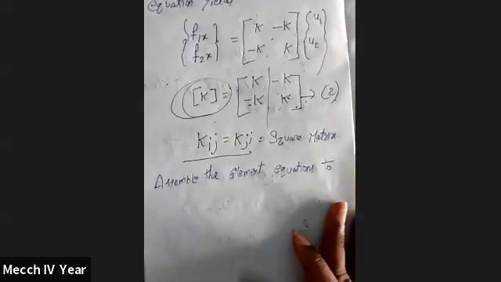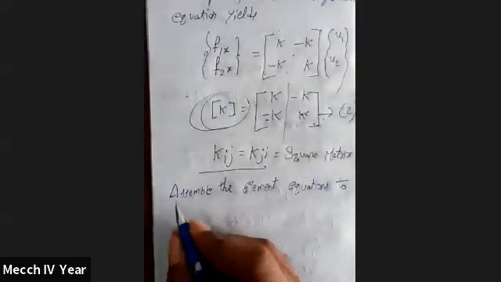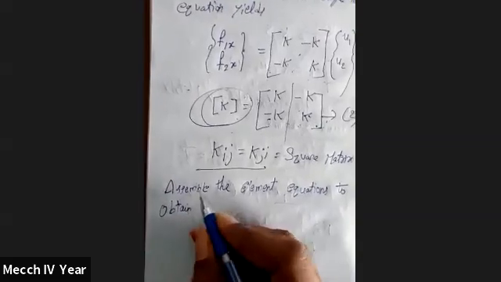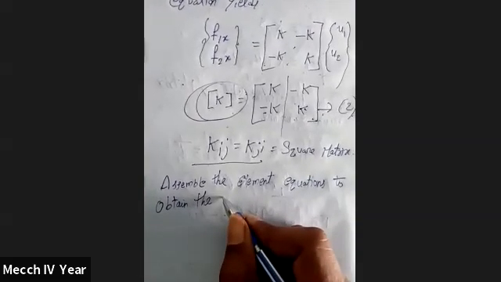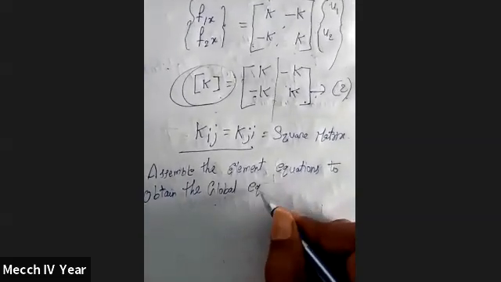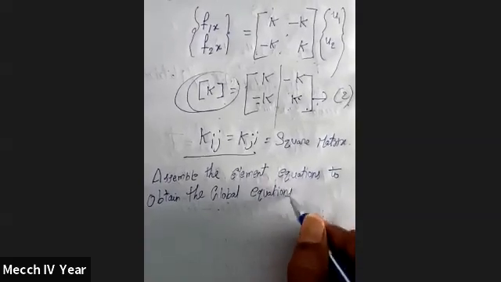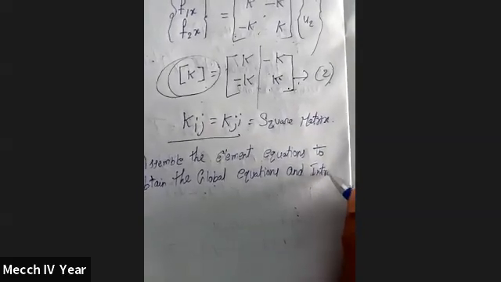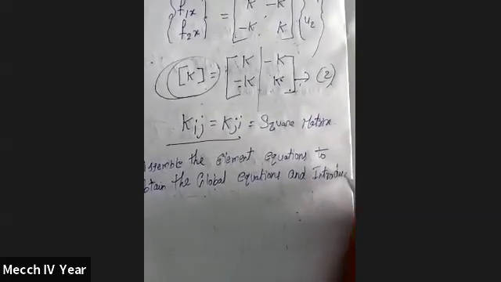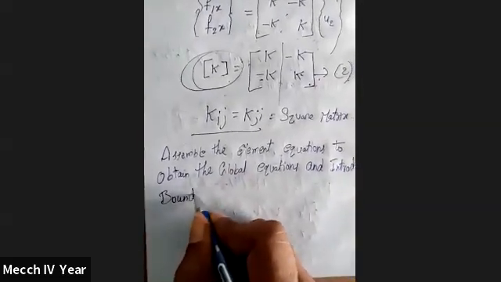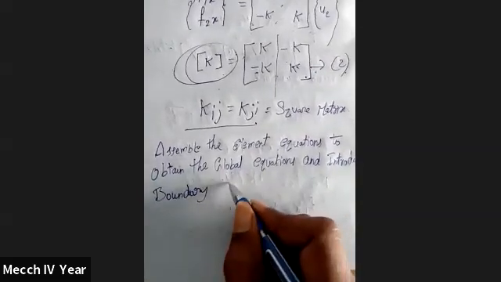Right, okay. Now see here, assemble the element equations to obtain the global equations and introduce boundary conditions. This is the main important thing, boundary conditions.